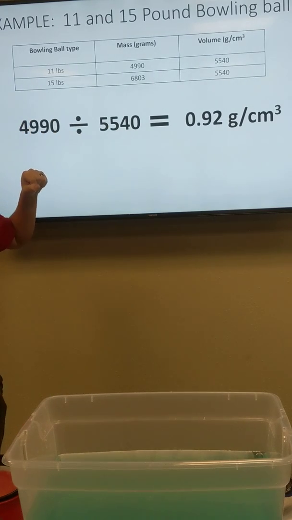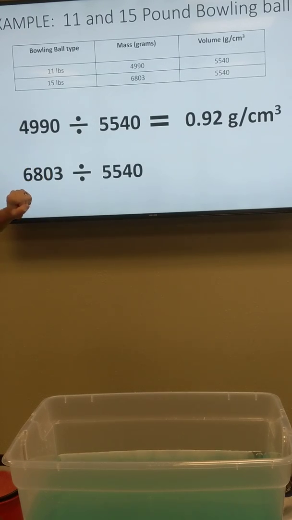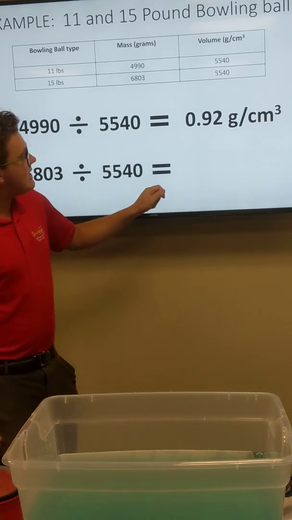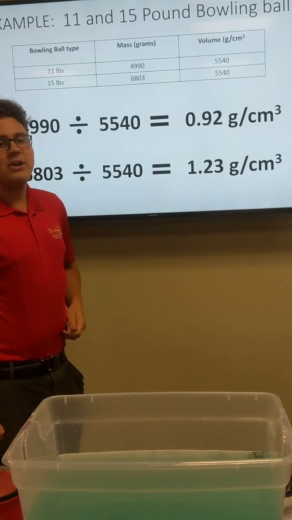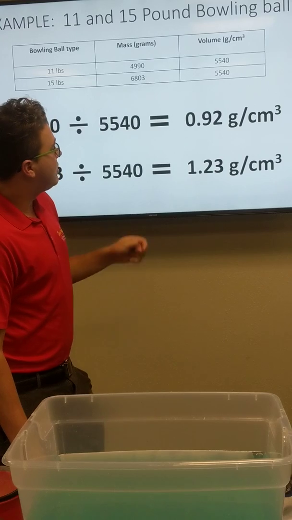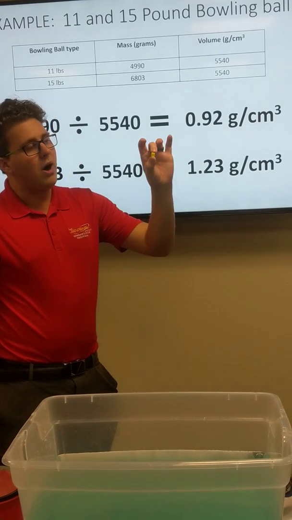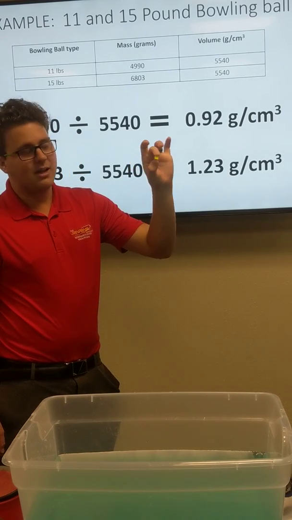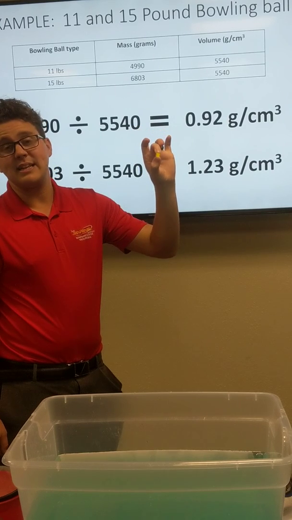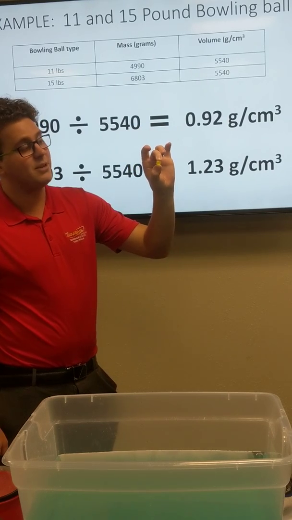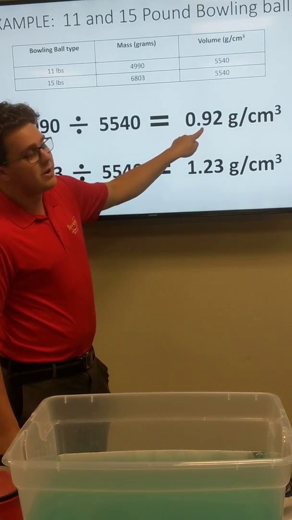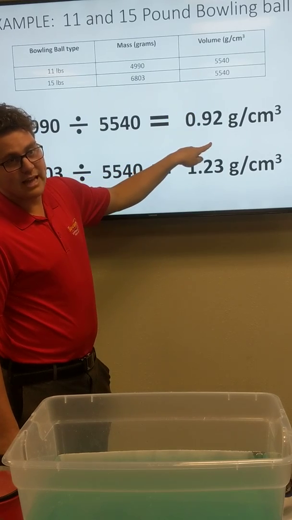Now for our 15-pound bowling ball, we have a mass of 6,803, and then we have our same volume of 5,540. We divide those, and we get 1.23 grams per cubic centimeter. So now, if we know water has a density of 1 gram per cubic centimeter, is 0.92 more or less than that?